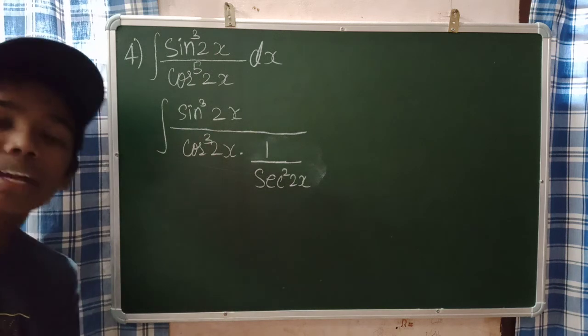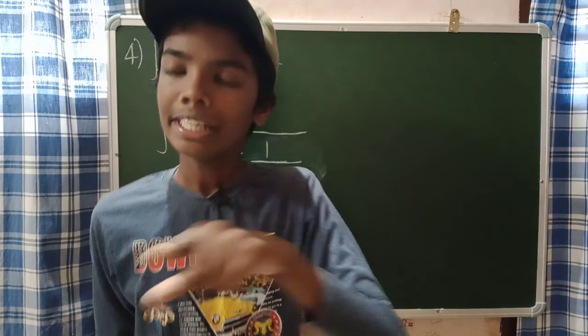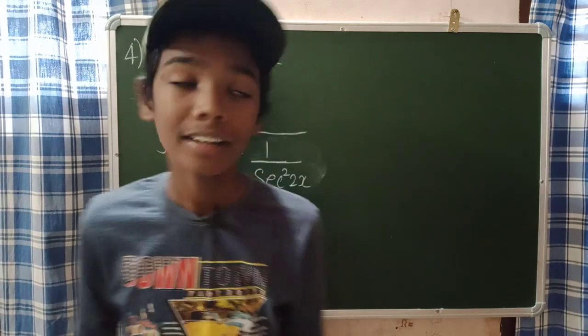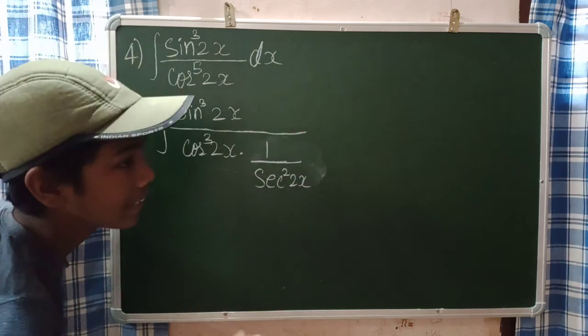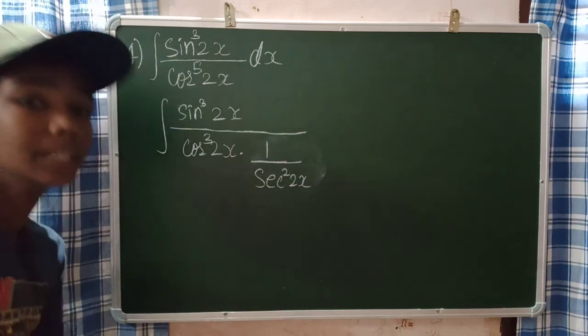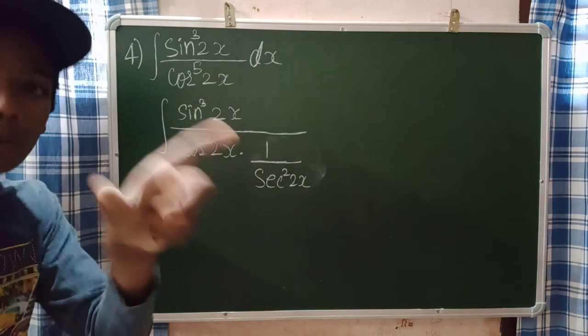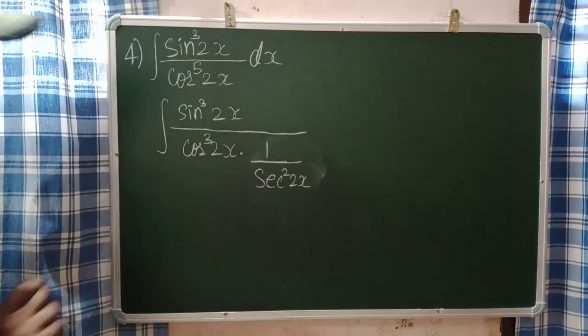How do I frame that? As we know, secant theta is equal to 1 by cos theta. If secant theta is equal to 1 by cos theta, then definitely cos theta will be 1 by secant theta. So cos square of 2x will be 1 by secant square of 2x. That's the relationship I framed by the formula cos theta is equal to 1 by secant theta.